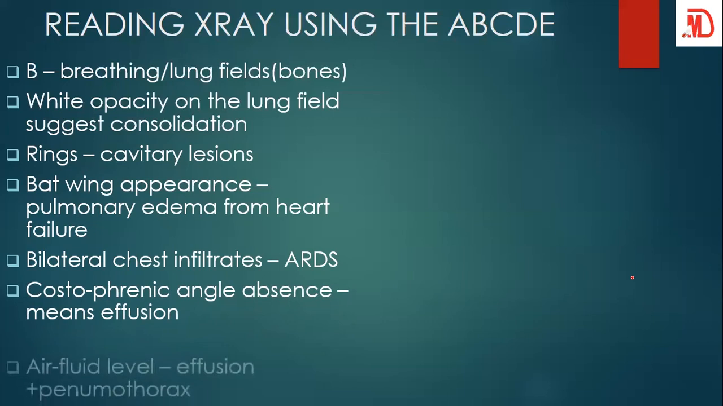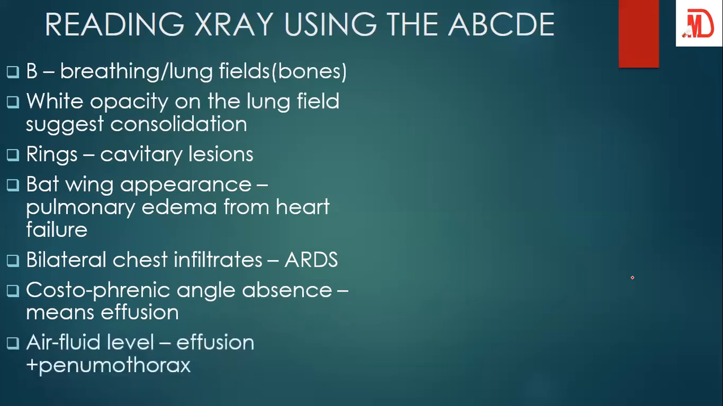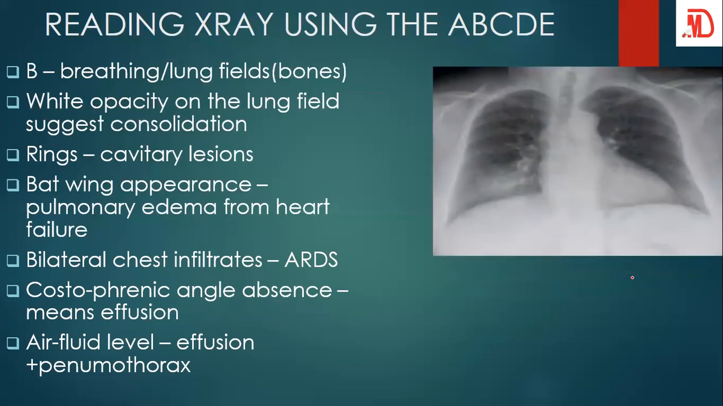And then sometimes you will see an air fluid level. Air fluid level means air and fluid, air and quote unquote water. So again, it tells you that there's what? Pleural effusion plus a pneumothorax. All right. So the diagram here.